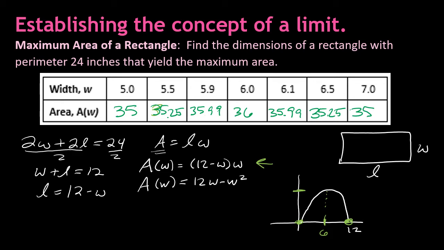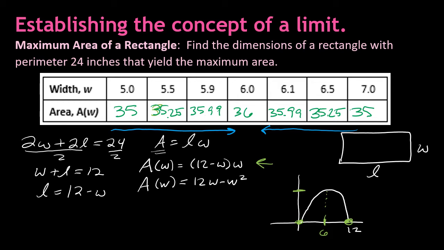Okay, so when I think about what is happening, as I start here and come in from the left and go towards 6, I am approaching an area of 36. And when I come in from the right and look at those numbers on my table, they are getting closer and closer to 36.